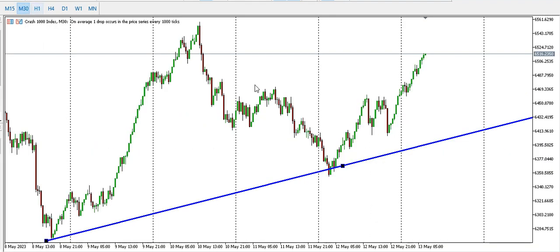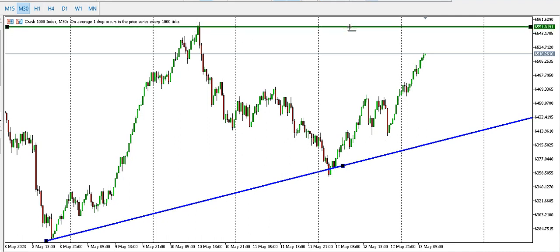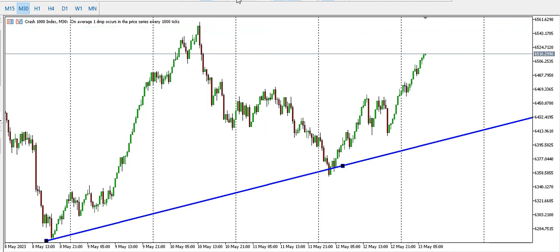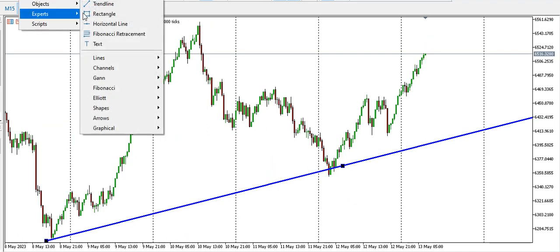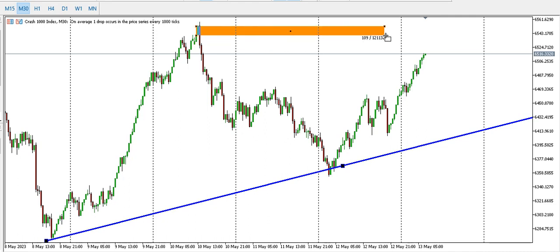On this 30 minutes time frame, you can see what's happening, heading for the top. There's a particular order block around here that price is targeting. You might get to the order block and then drop. Let's try and see the order block. This particular order block might serve as resistance to price. I'm looking at the 6543 area.